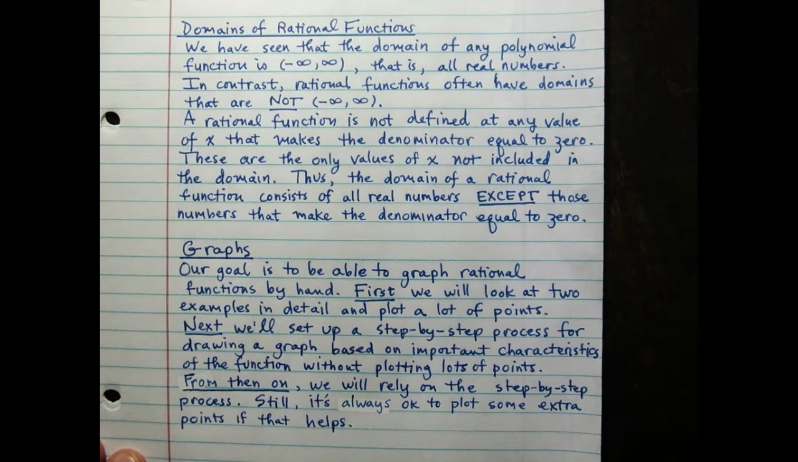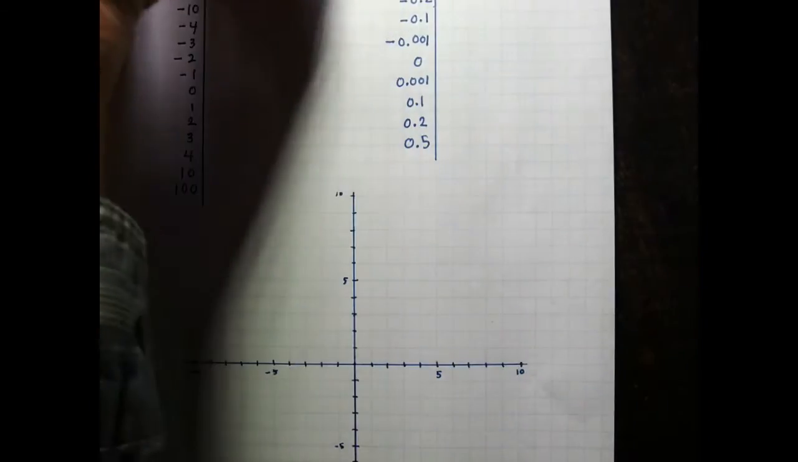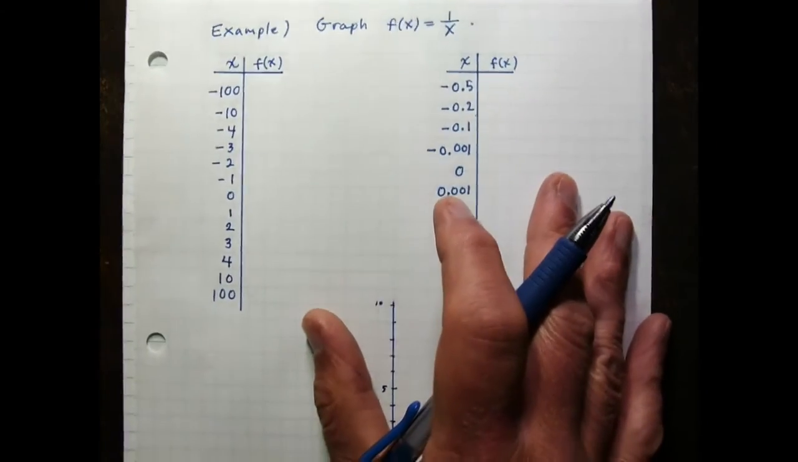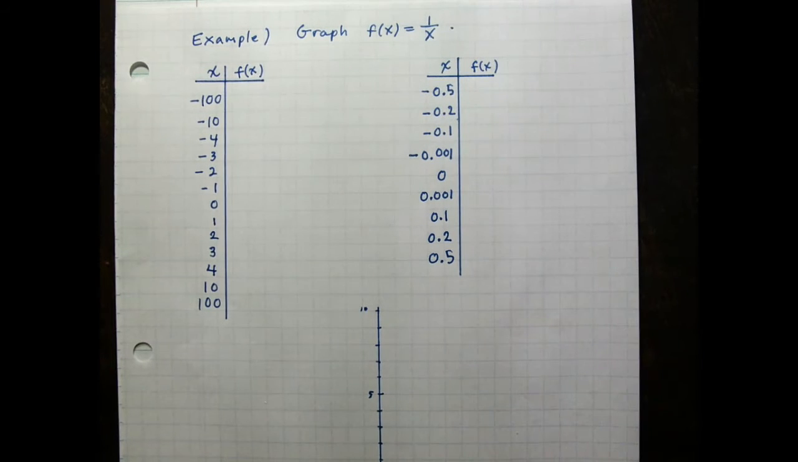Still, it's always okay to plot some points if that helps you figure out what the graph is. So we're going to start out with a couple examples in detail, and then we're going to develop a process. But I don't want to give you the process until we work through these couple examples. And the most natural example to look at, first of all, is just the function 1 over x.